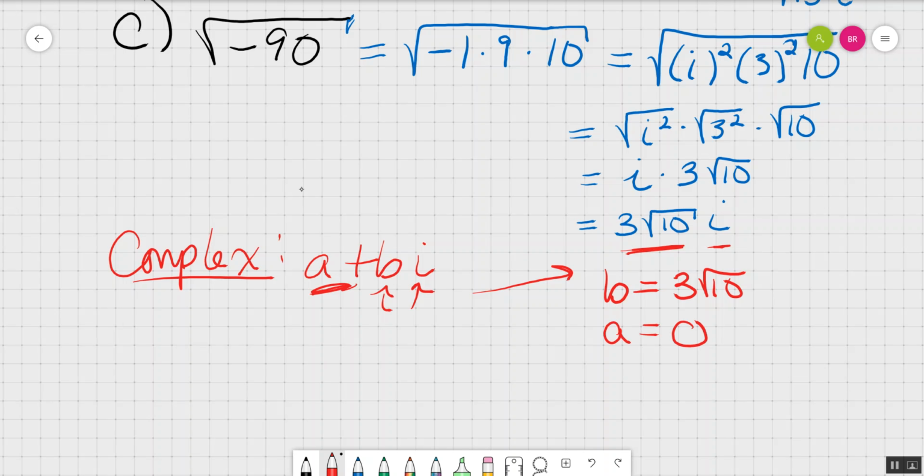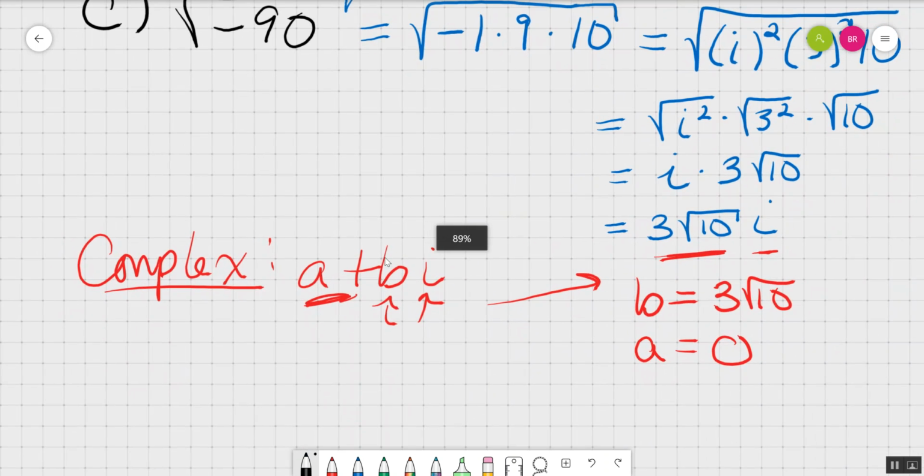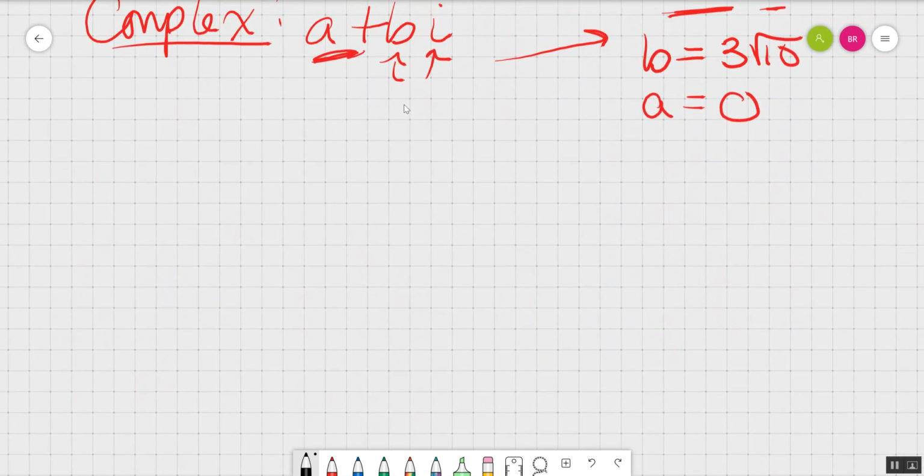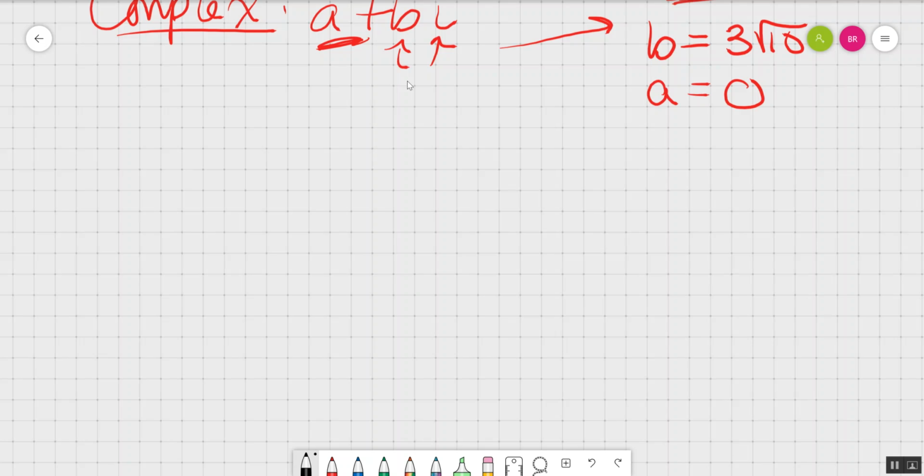Let's look at some more operations with i. So we're going to look at how to combine some i stuff and do some multiplying. So I'm going to do just some operations with i. So I'm going to be doing some adding, subtracting, multiplying, and dividing. Well, not dividing. I'm going to save that for another example. We'll just do the simple stuff.